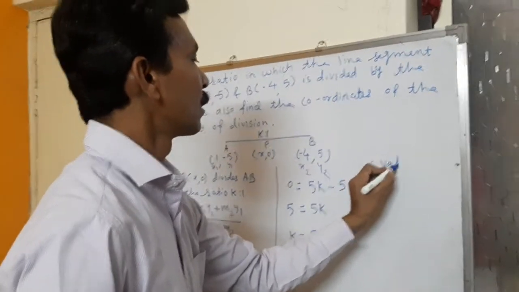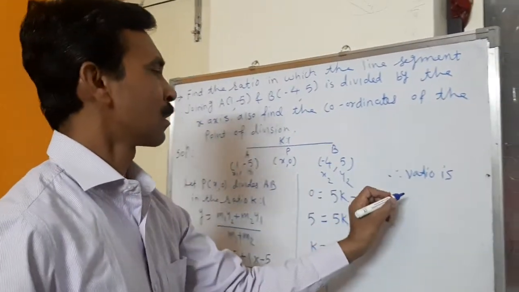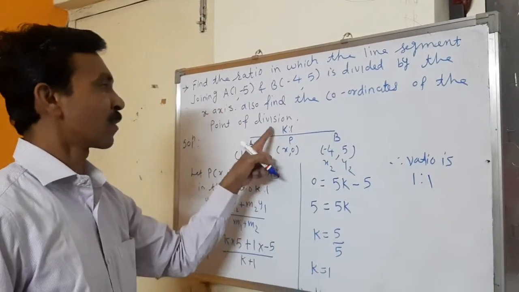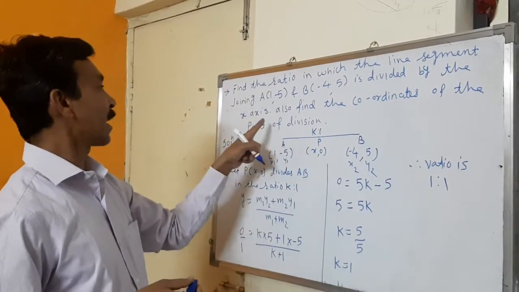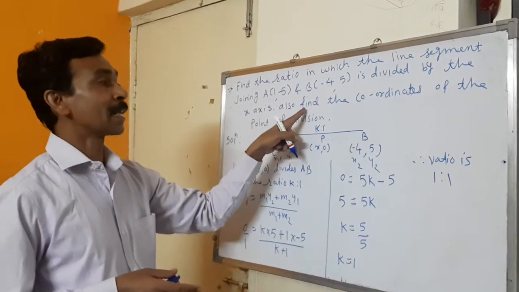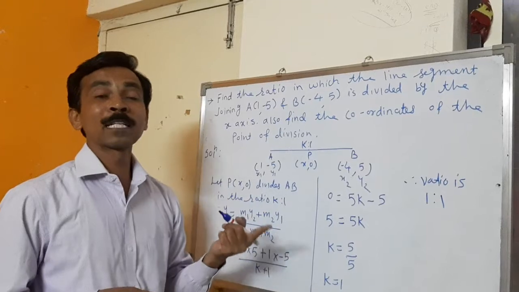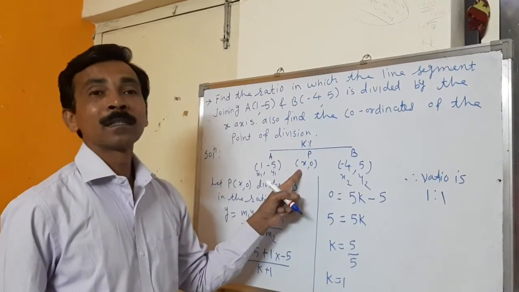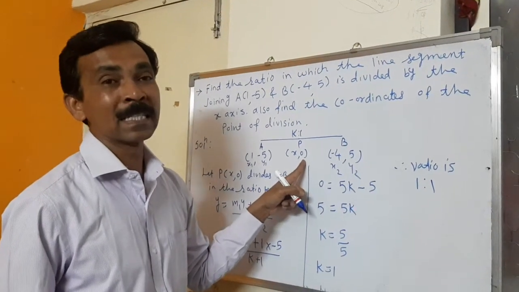Therefore, what is the ratio? K is to 1. Ratio is 1 is to 1 because value of k is 1. But this is not the end of the sum. After finding the ratio, the question also says that find the coordinates of the point of division. Find the coordinates means we have to find x as well as y. We have to find now x coordinate because y we know y is 0.